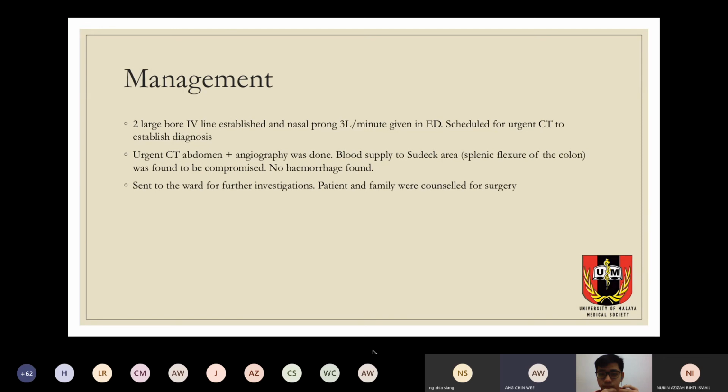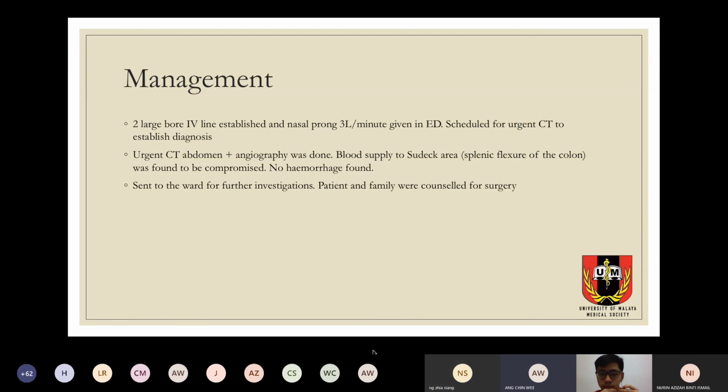So focus on the history. Examination is very generic for mesenteric ischemia. But like I mentioned earlier, if they are in a very initial stage of ischemia, they generally do not lie flat. They just move around a bit, in a lot of pain out of proportion. So these are the potential clues that more likely point towards mesenteric ischemia.